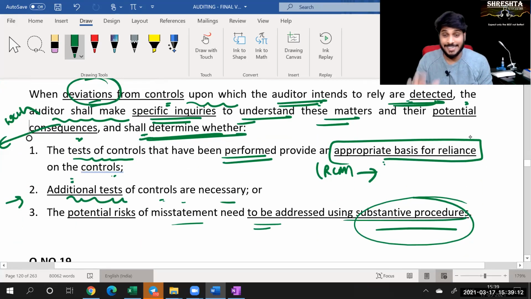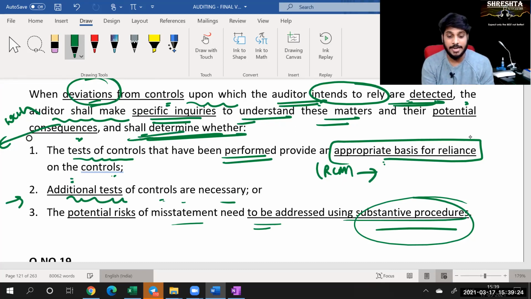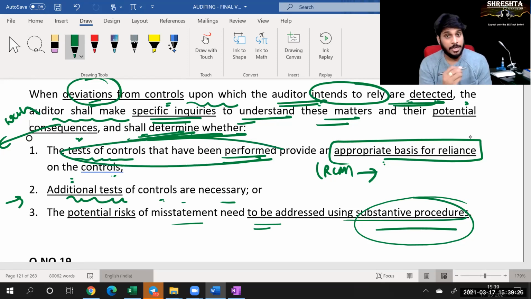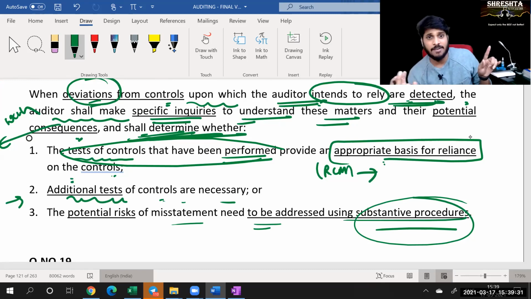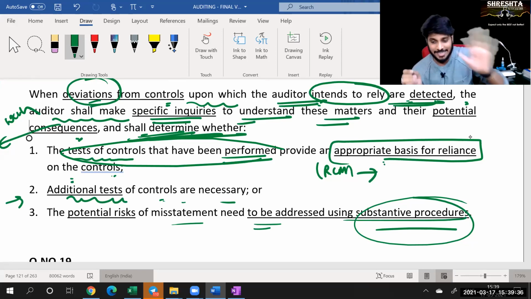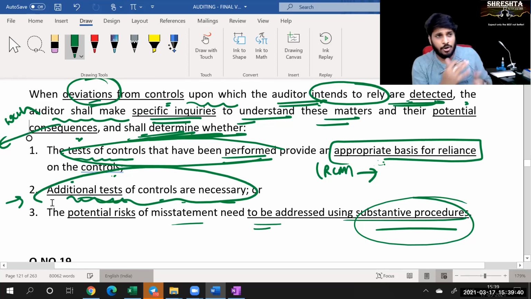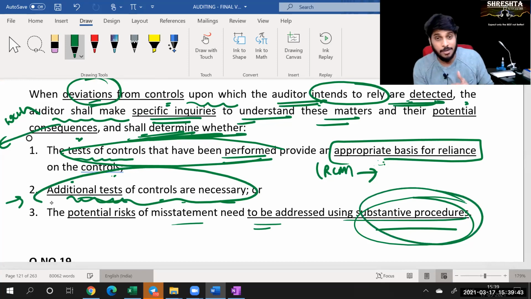When the auditor has detected a deviation on a control where he relied, he has to identify whether the test of control he performed earlier is correct. He did some work earlier and thought of relying on it, later he discovered some mistake, and now he is getting doubts. Is his testing done earlier appropriate? Is there a requirement to test the control a little more? Then do substantive procedures and try to identify whether it is effectively working or not.